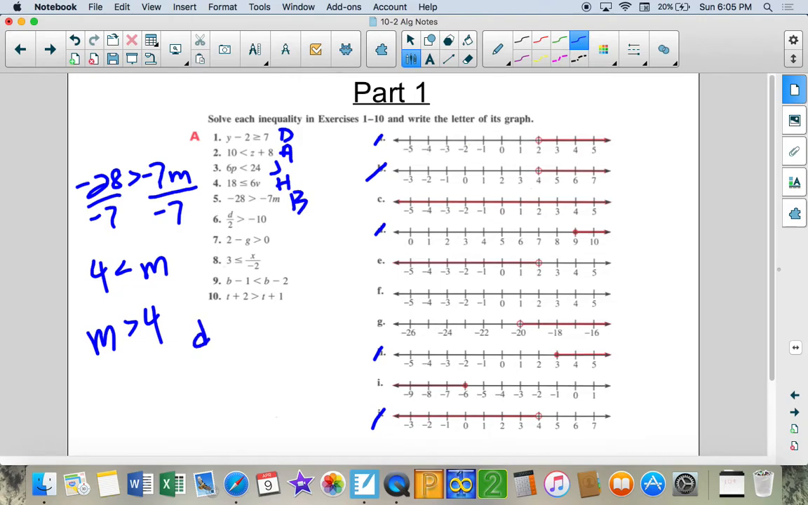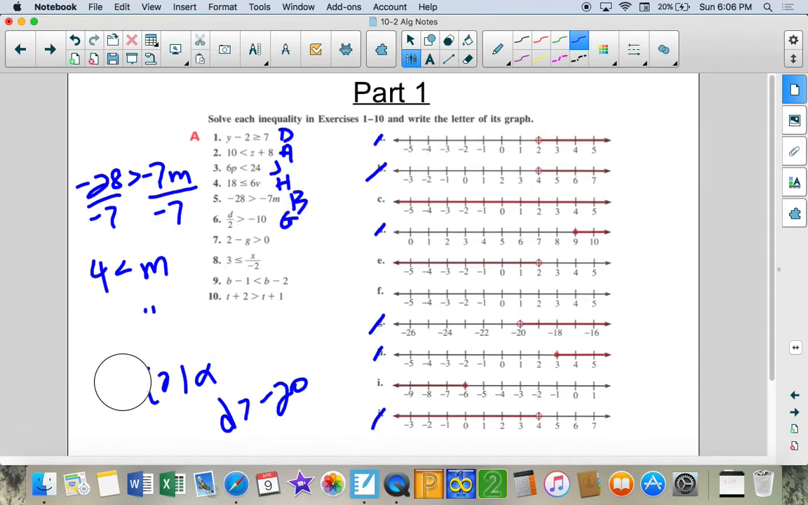Our next problem is d divided by 2 is greater than negative 10. We're going to multiply both sides by the reciprocal. We get d is greater than negative 20. Notice we have a negative value, but we didn't multiply both sides by a negative. We multiplied both sides by positive 2, so we will not flip the inequality sign. We have d is greater than, open circle, negative 20. So we look for negative 20, and that would be G.